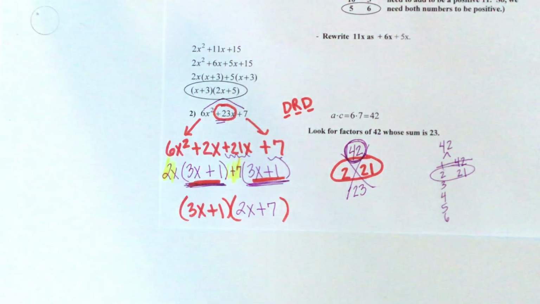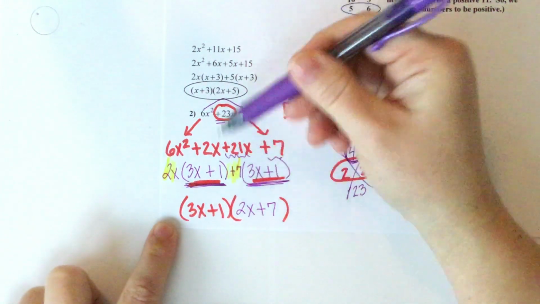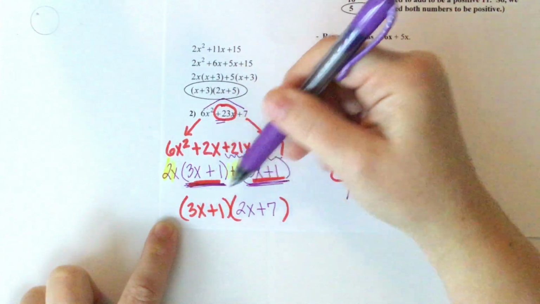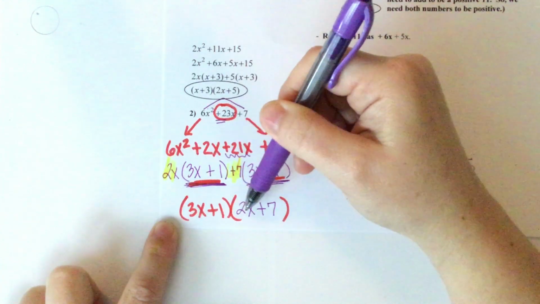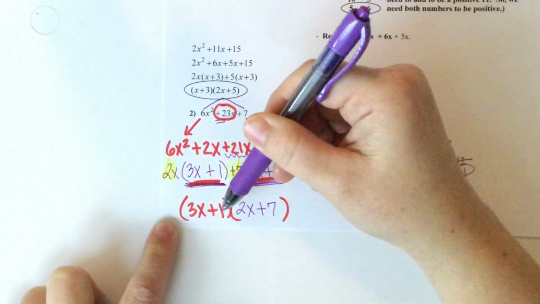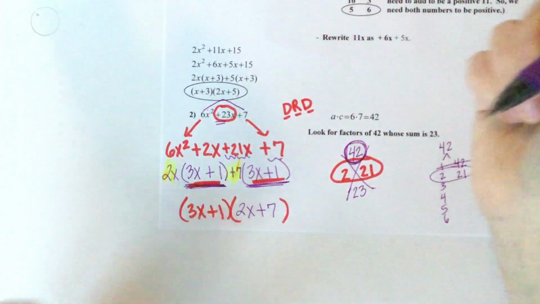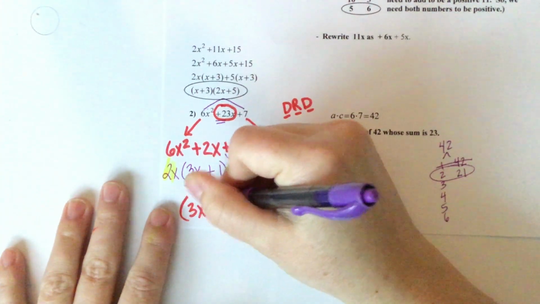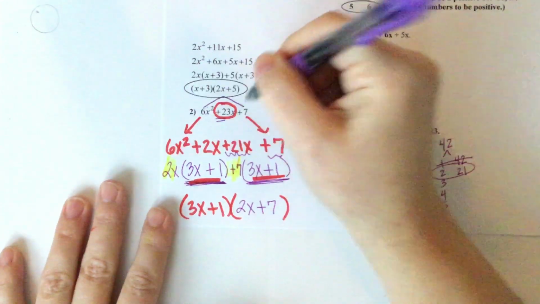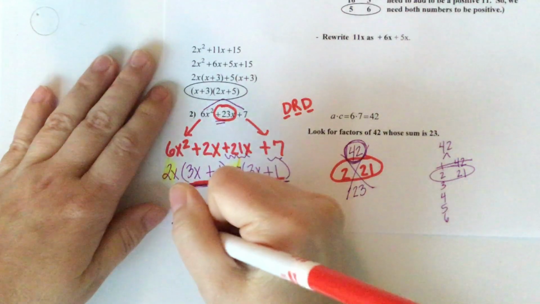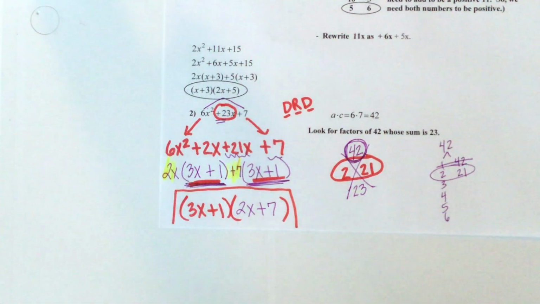Now, if I wanted to check my work, I would distribute this out. 3x times 2x, 6x squared. 3x times 7, that's 21x. 1 times 2x, that's 2x. Well, 21x plus 2x makes 23x, and 1 times 7 is 7. So it works. So when you distribute this times this, this times this, this times this, this times this, it should make this when you're done. If it doesn't, you've done something wrong. So you can always check whether you're right or wrong when you do these factoring problems.